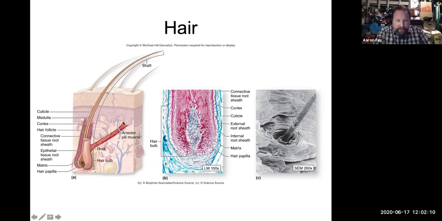One other thing I should point out here is the erector pili muscle. You can see it's going to attach from the follicle back to an epidermal ridge. Right. If I asked you to make this particular hair on your arm stand up on end, you couldn't do it. Right. That tells you something. That tells you that it's not skeletal muscle. Because if it was skeletal muscle, you would have conscious control over it, and you could do just that.